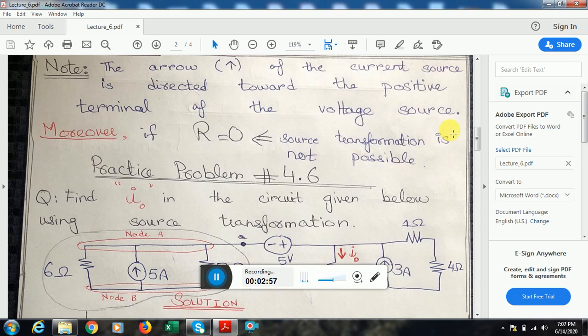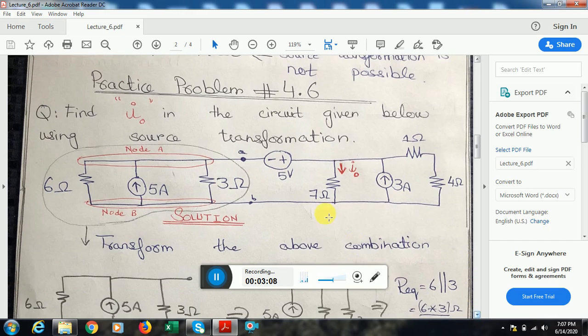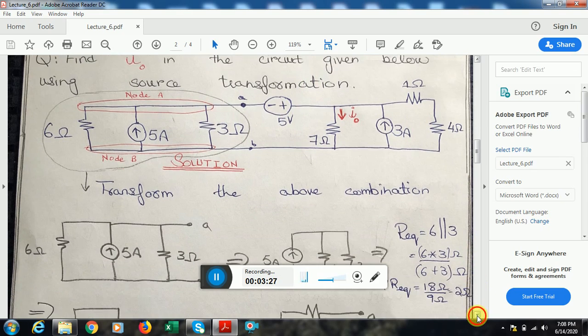So in order to have a clear understanding of this topic, I would like to do practice problem number 4.6. I have left the example for you because it's a bit simpler and I want you to understand it on your own. Now we have this circuit, and what we have to do is find I naught. I naught is the current flowing through the 7 ohm resistor, and we have to find it by using source transformation. We will have to do it until the point that we cannot further simplify the circuit.